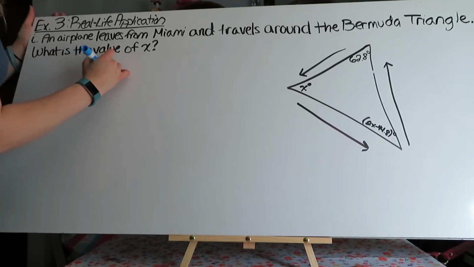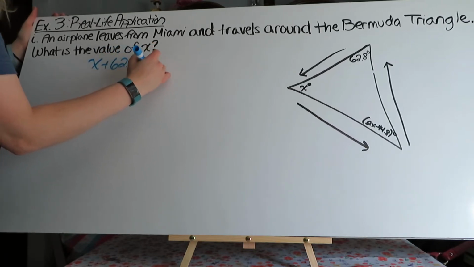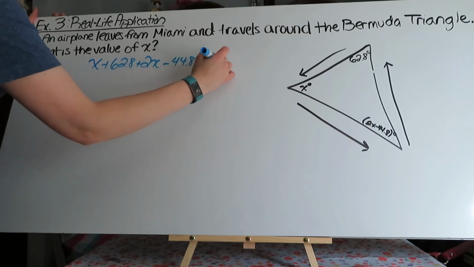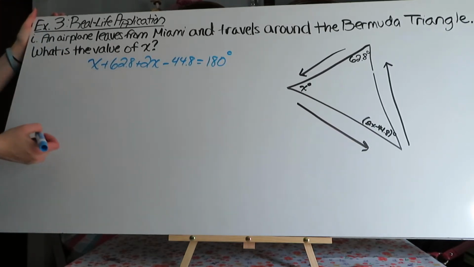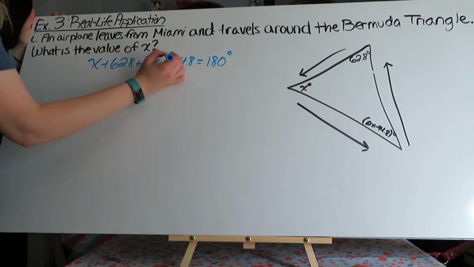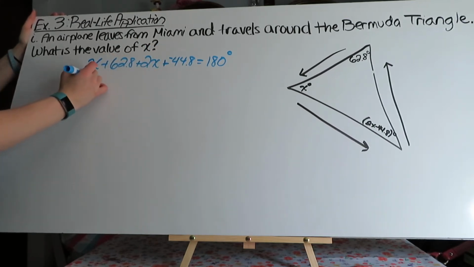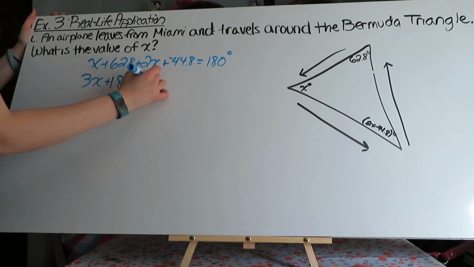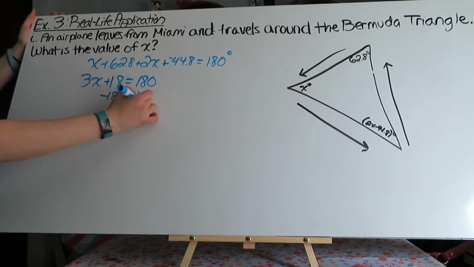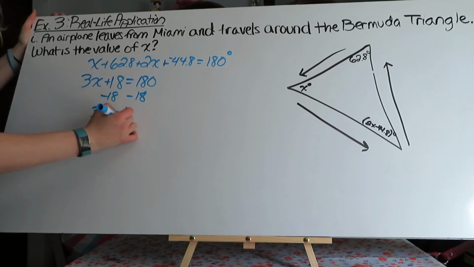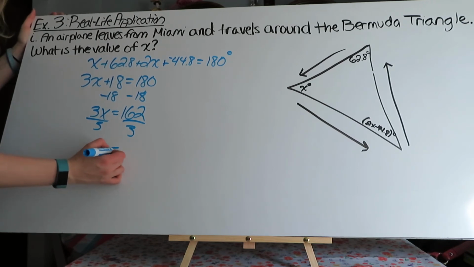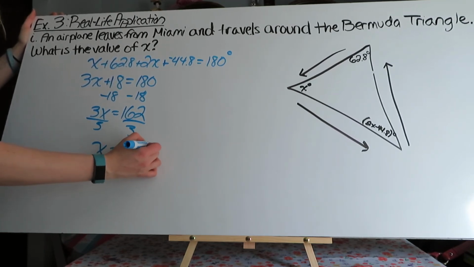So we're going to go X plus 62 and 8/10 plus 2X minus 44 and 8/10, and that equals 180 degrees. I'm going to put my like terms together, but first I'm going to add the opposite. So I know that's a negative 44. So that is 3X plus 18 equals 180. Subtract 18 from both sides. We have 3x equals 162. Divide both sides by 3. X equals 54 degrees.